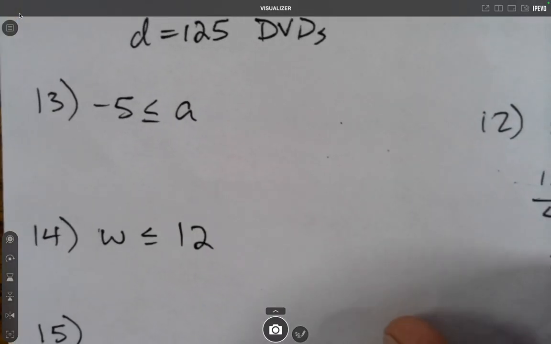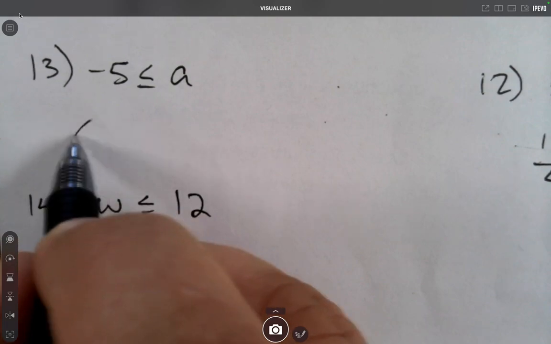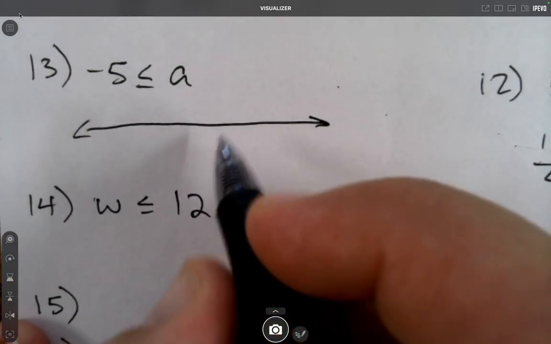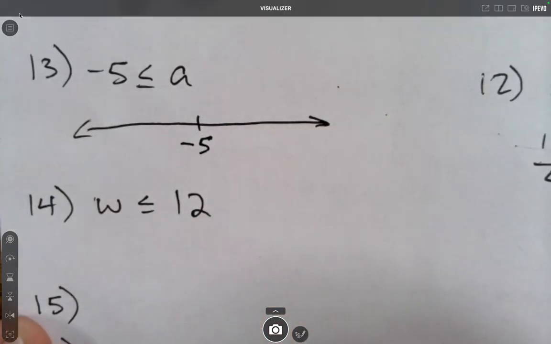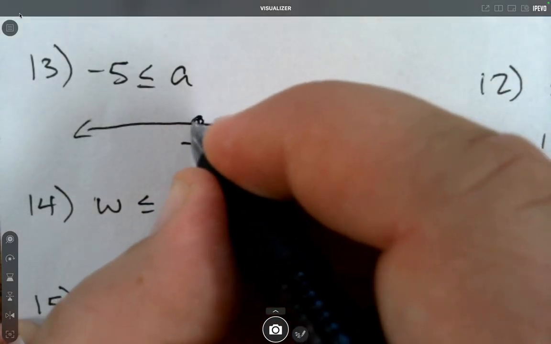Okay, 13, they ask us to graph each inequality on a number line. I'll give you a number line on the test when this is asked for, but if we don't have one, all we have to do is just draw a line and take the number they asked for. You don't have to put it in the middle, I just tend to do that for whatever reason. And then since it has an or equal to, we put a closed dot there.